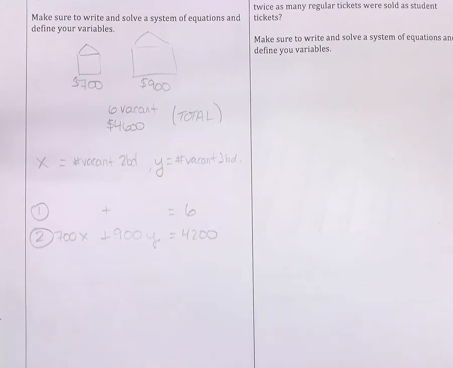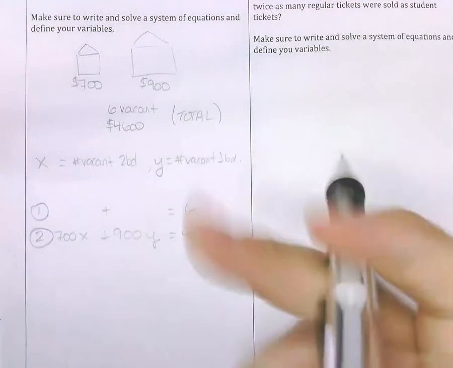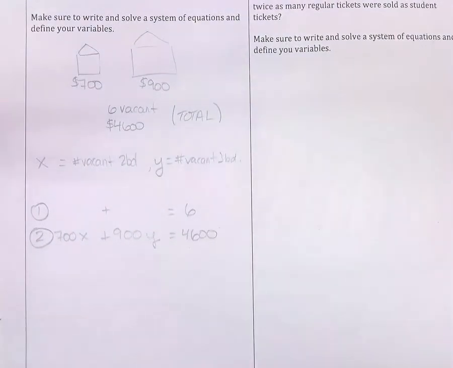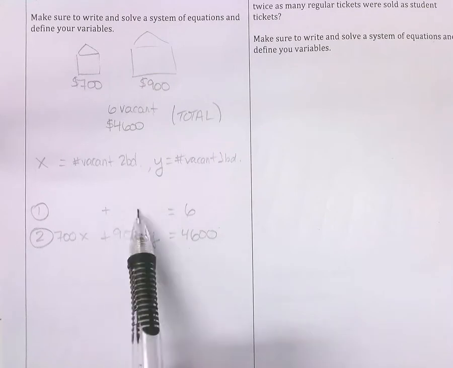Isn't it 4,600? What did I write? 4,600. Whoops. Yes. Right. My bad. It's okay. She said my bad. We good. We good.